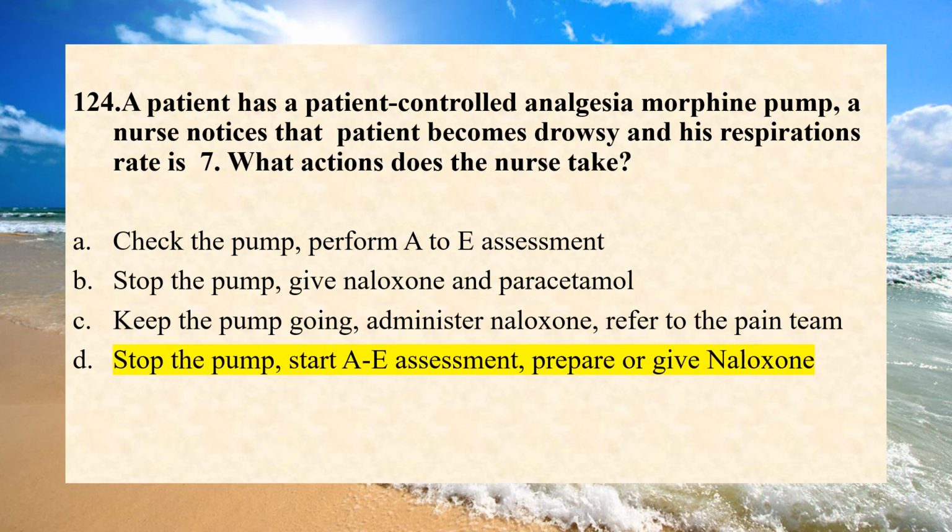Answer is D. If the patient is on the patient-controlled analgesic morphine pump and becomes drowsy and the respiration rate is 7, then you have to stop the pump and start to do the A to E assessment. A to E assessment is airway, breathing, circulation, disability and exposure assessment. And after that you have to prepare the naloxone and give the naloxone. The naloxone is given for opioid-induced respiratory depression, as morphine is an opioid medication.